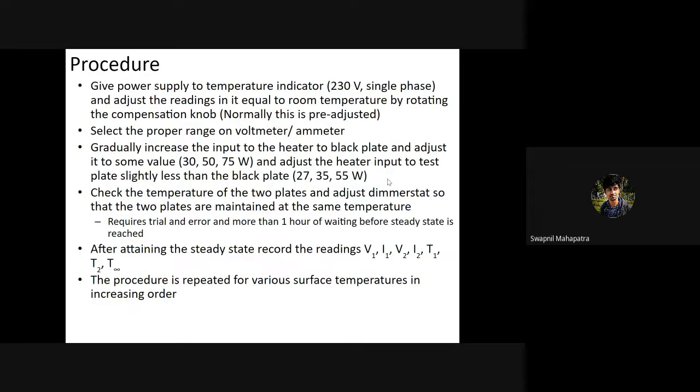Yes, and you should move in one direction only, because that way the attainment of steady state will be quicker. Say, for example, it is already at steady state corresponding to, say, 30 watts of power.